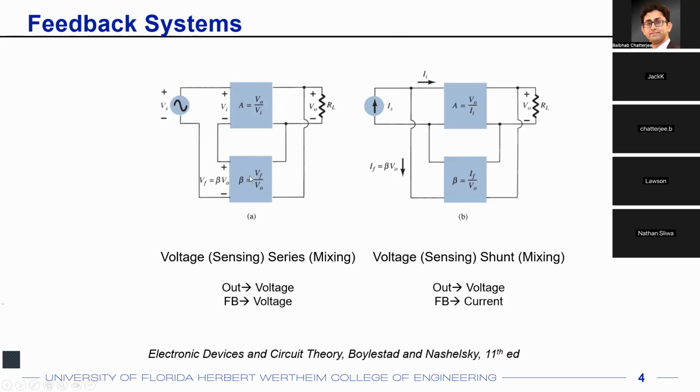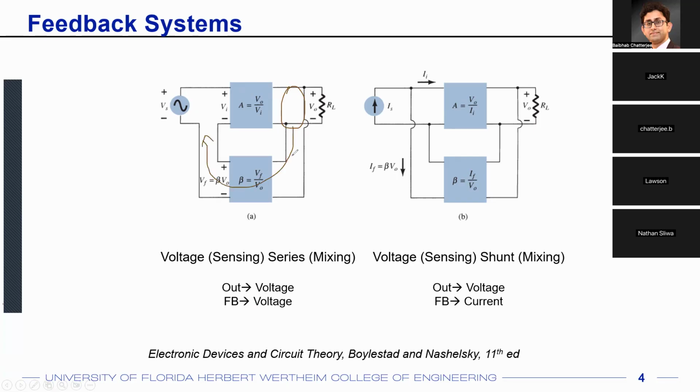One, where input is voltage and the output is voltage. So you take some of that output voltage, or a part of that output voltage, and feed it back at the input side. So that will be called voltage sensing and voltage mixing.